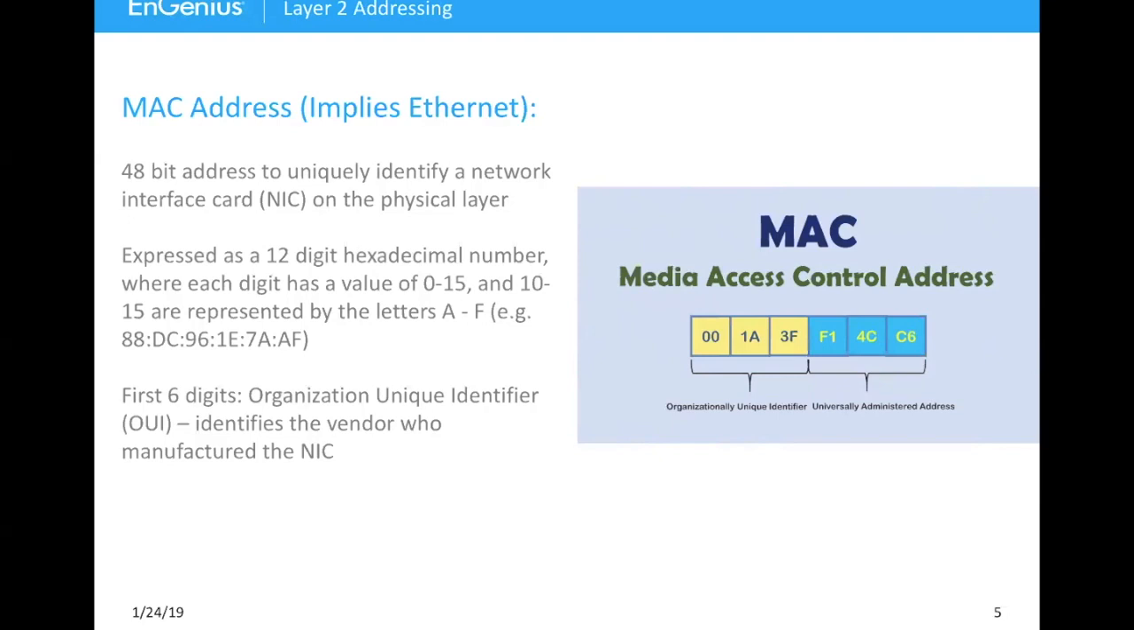It's unique to the network interface adapter, which can be virtual or physical, and it's expressed by a 12-digit hexadecimal number, alphanumeric. It's base 16, sorry. So it could be numbers 0 to 9, in addition to the letters A through F. For example, one of our devices would have a MAC address of 88DC961E7AF. That would be the unique identifier at layer 2 for that particular device.